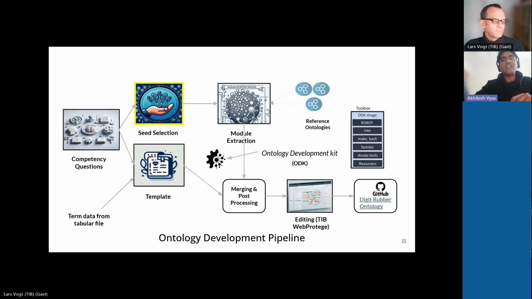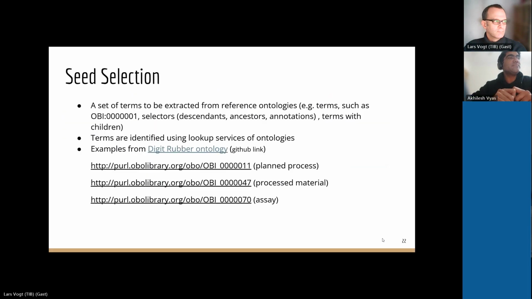So the first part is the seed, which is a selection. It is a set of terms that should be extracted from the source ontologies into the project ontology. Seeds comprise any terms, and terms with their children, or maybe selectors. Selectors can be ancestors, or descendants, or maybe all the children. Some examples are in the next slide.